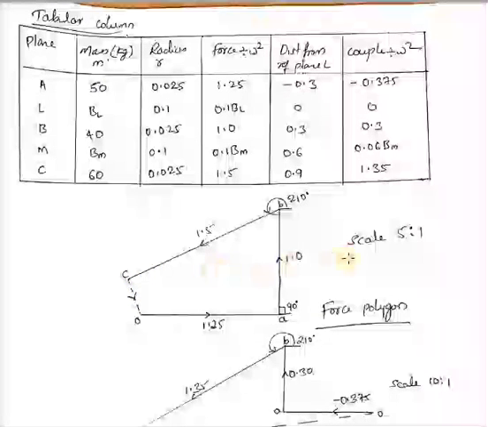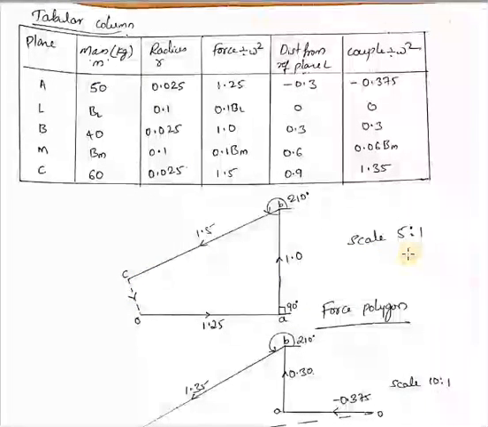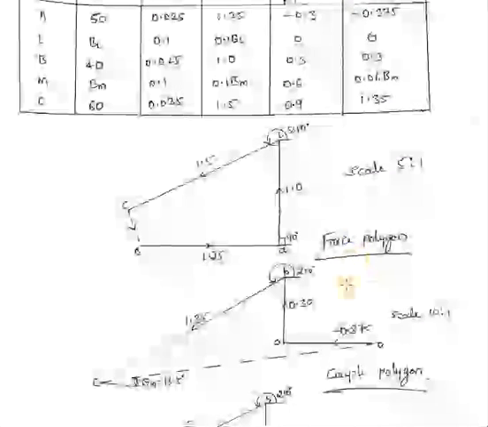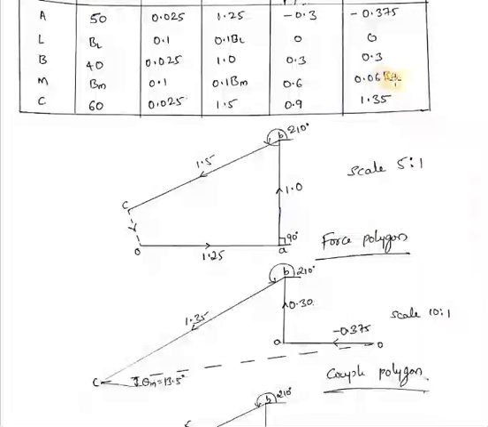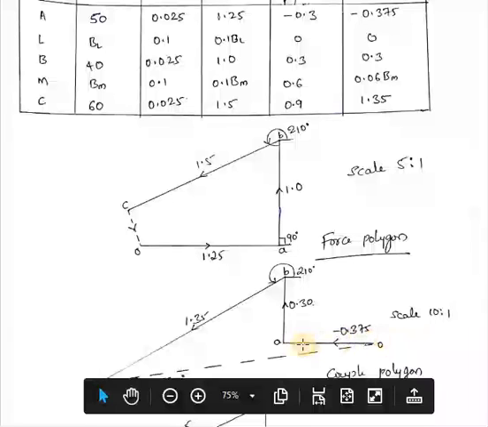For this I have taken the scale as 5:1. Okay. Then we need to construct the couple polygon. For the couple polygon only one unknown is there, that is 0.06 bm. So we'll start from this first one, with a negative sign. So start from here, O to A.